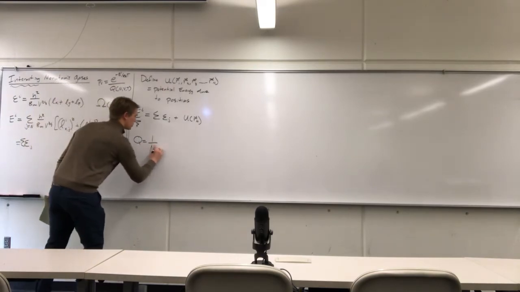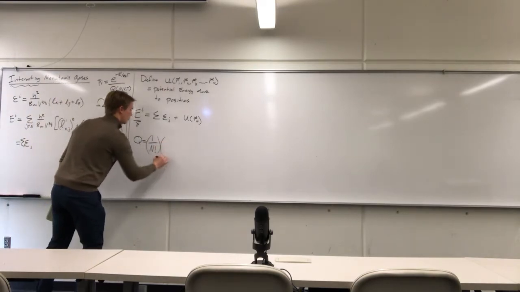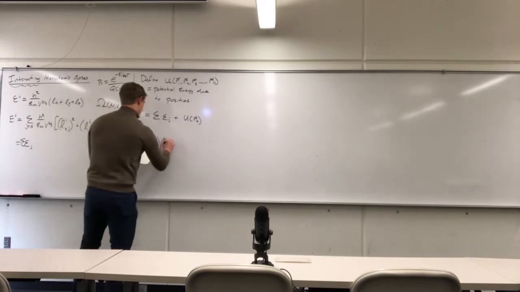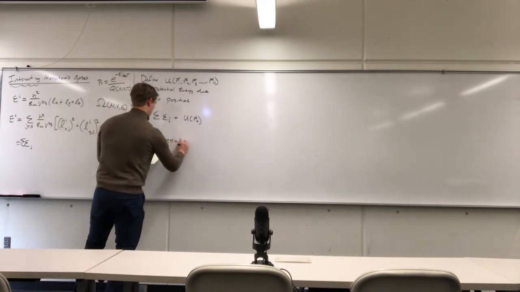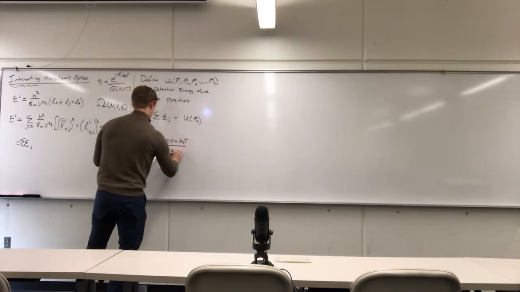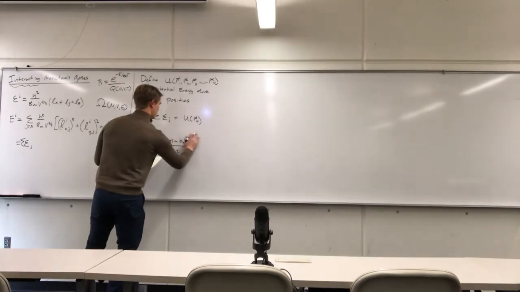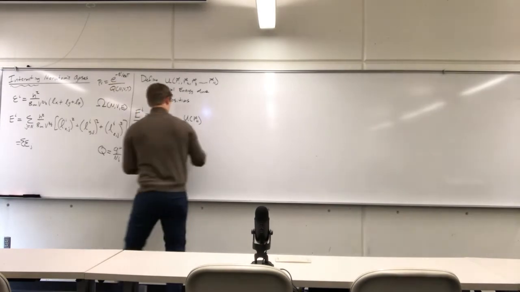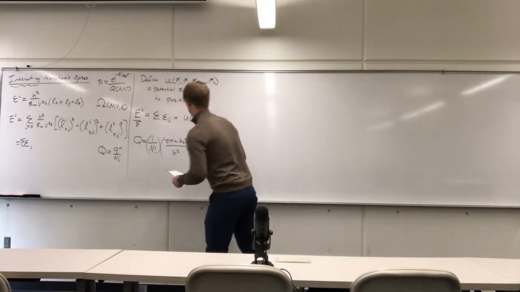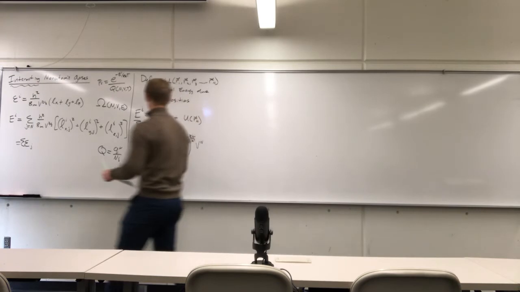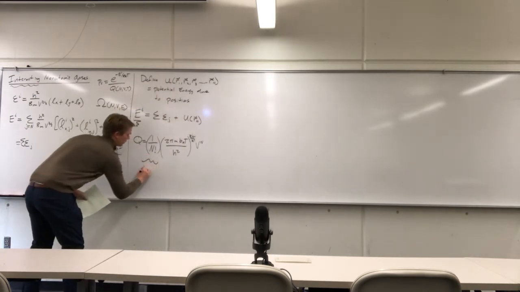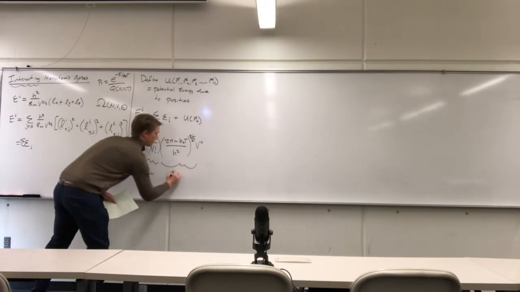We're going to have our indistinguishability factor. We're going to have our contribution from the kinetic energy, 2 pi m k_B T over h squared. We also have, okay, so just to label this, this is our indistinguishability factor. This is our ideal monatomic gas.